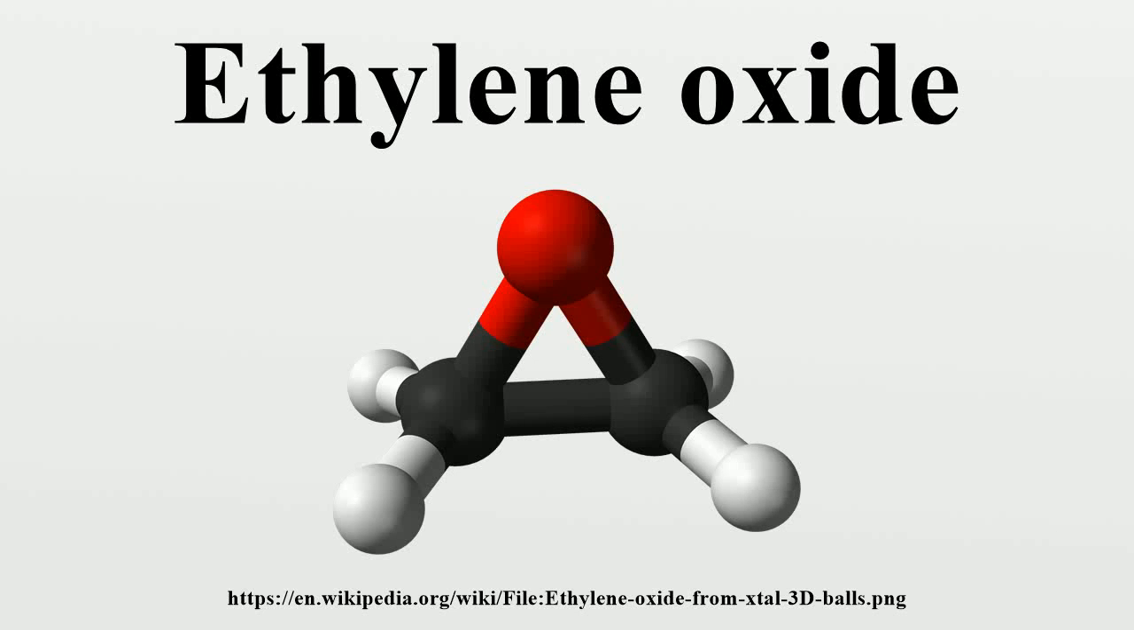Ethylene oxide, properly called oxirane by IUPAC, is the organic compound with the formula C2H4O. It is a cyclic ether. Ethylene oxide is a colorless flammable gas at room temperature, with a faintly sweet odor. It is the simplest epoxide, a three-membered ring consisting of one oxygen atom and two carbon atoms.